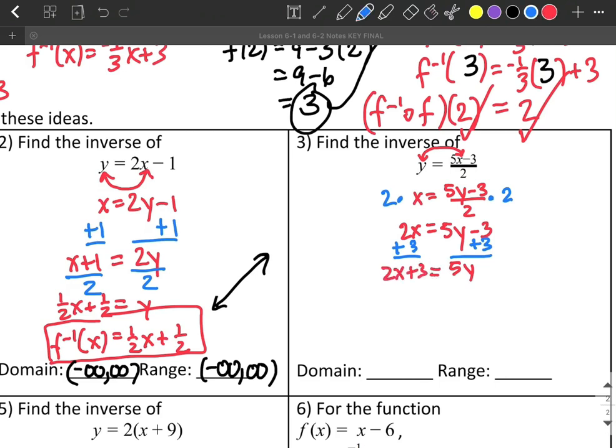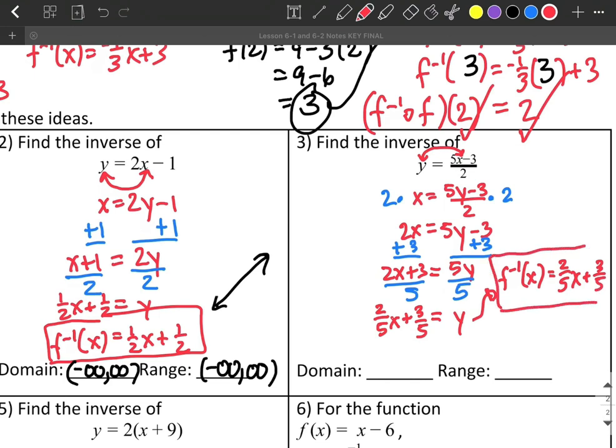And then finally, I'm going to divide by 5 because I want 1y by itself on the right-hand side. And that gives me y is equal to 2x divided by 5, which is the same as 2/5 x plus 3/5. And I want to switch this to function form. So I'm going to write the inverse of f of x. It looks like f to the negative first power of x is equal to 2/5 x plus 3/5. That's my function. Again, that is in y equals mx plus b form.